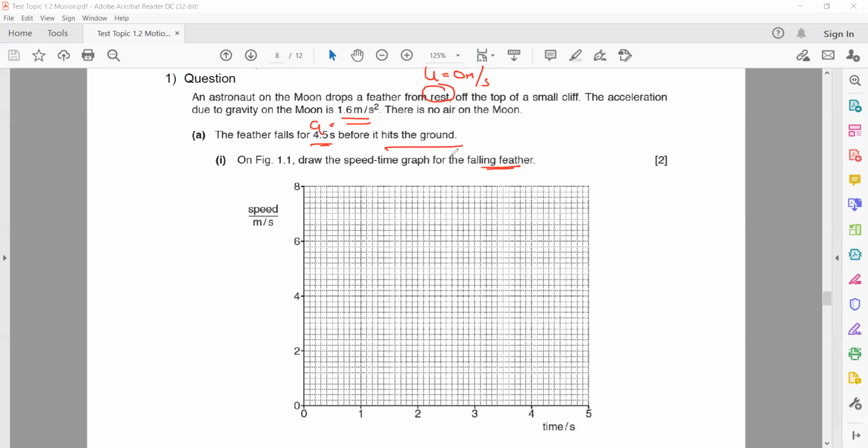for the falling feather. So how can we work out the speed time graph? First, we'll find the speed. What is the final speed after 4.5 seconds? We have the formula: acceleration is final speed minus initial speed divided by time. Acceleration on the moon is 1.6. Final speed we don't know. Initial speed is 0. And the time interval is 4.5. This 4.5 is divided on one side, on the other side it will be multiplied. So 1.6 multiplied by 4.5. What will be the result for this?